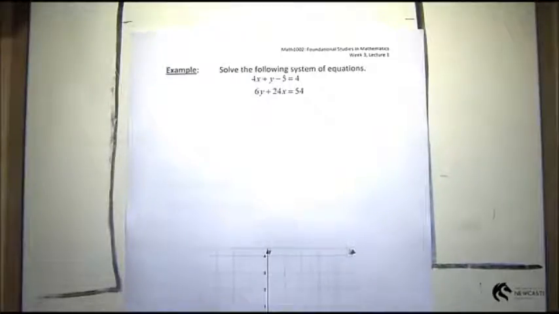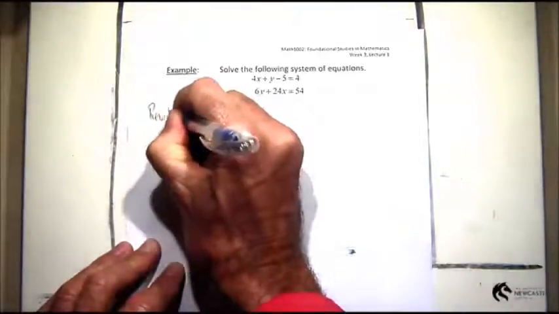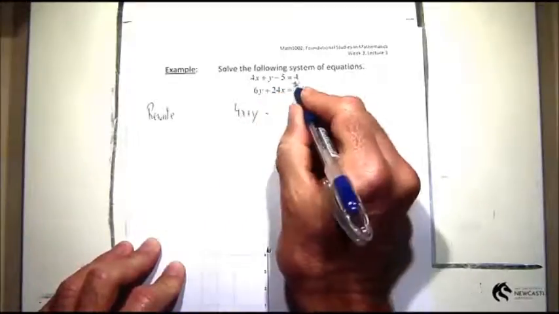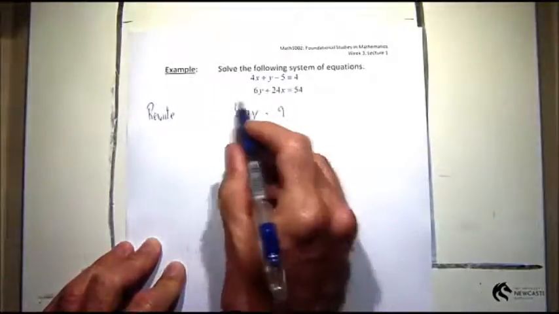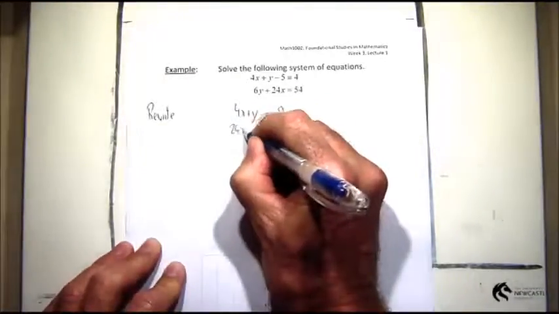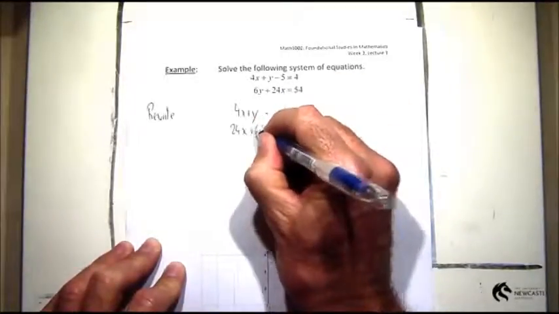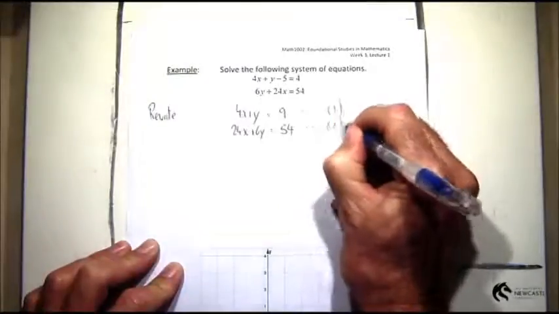Okay, so let's do another example. Once again, let me begin by rewriting the equations. So I would rewrite these as 4x plus y is equal to 4 plus 5 is 9. And this one, now I like to put the variables in the same order, so I'd write that as 24x plus 6y is equal to 54. So let me label those, equation 1 and equation 2.